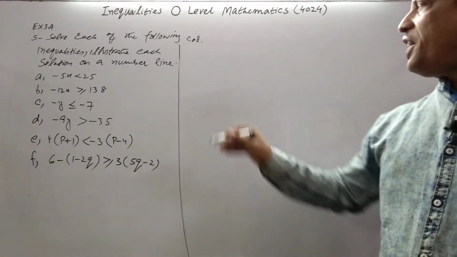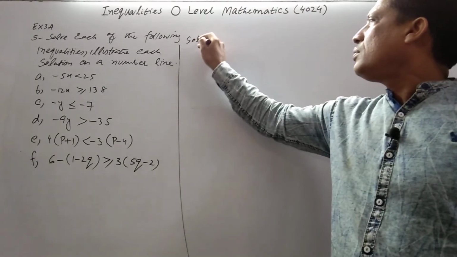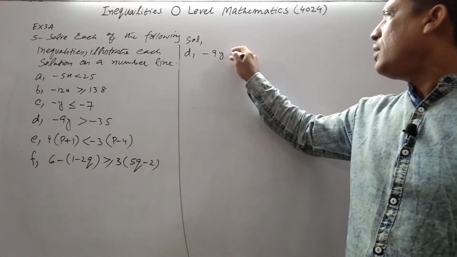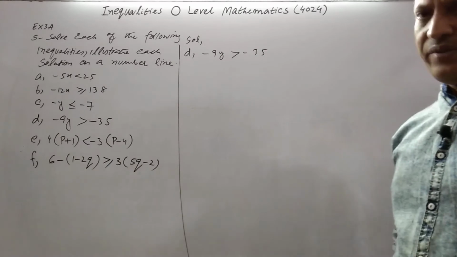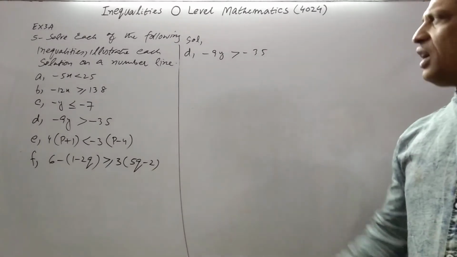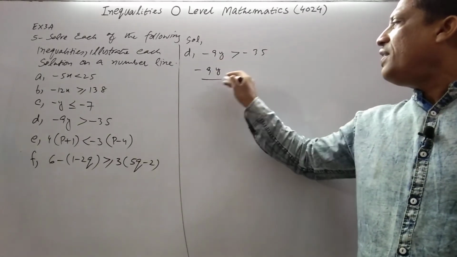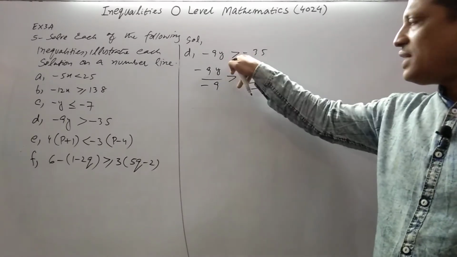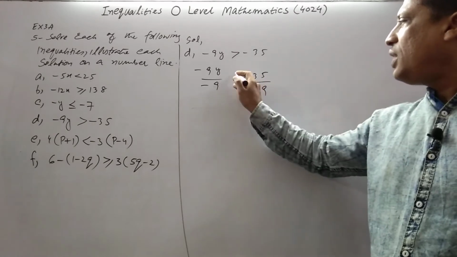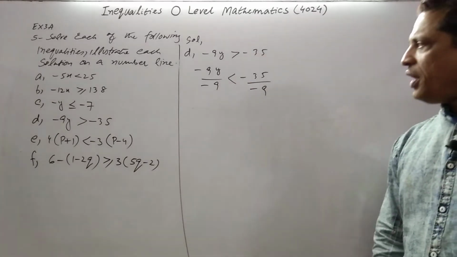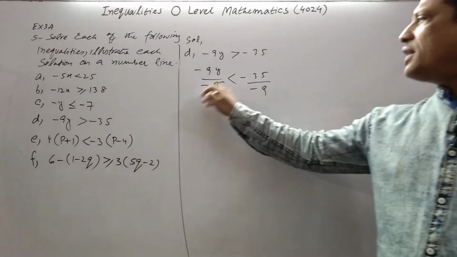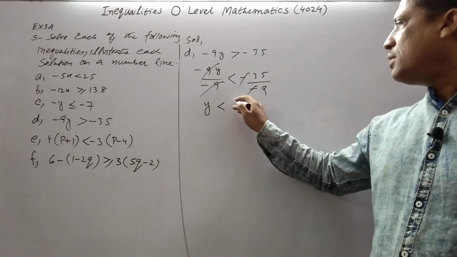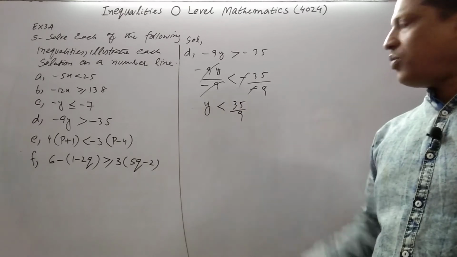What is the next part? D. D is minus 9y minus 35, greater than minus 35. Again, we will divide by minus 9 on both sides, and this greater than sign should flip to the less than sign. Minus 9 cancels minus 9, y, minus cancels minus. The answer is 35 upon 9.